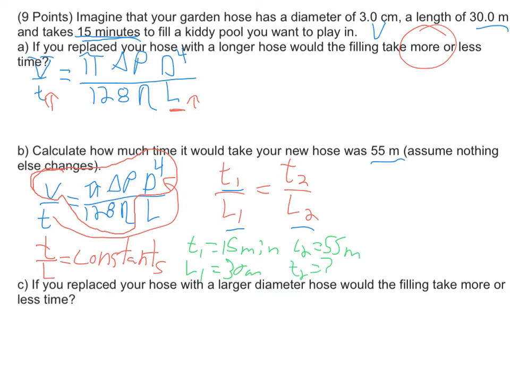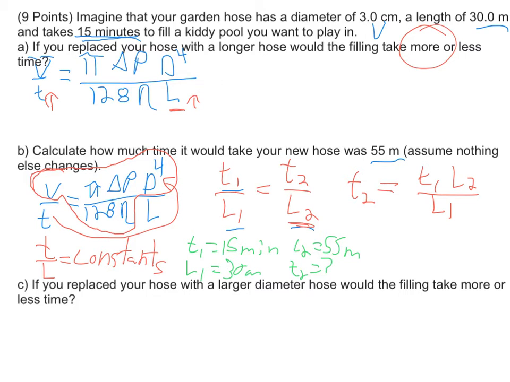Now if we want to solve, we can solve for T2 by multiplying both sides by L2 here. So T2 will be equal to T1 times L2 divided by L1.